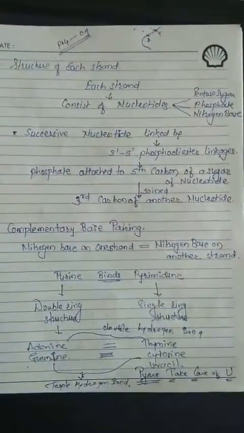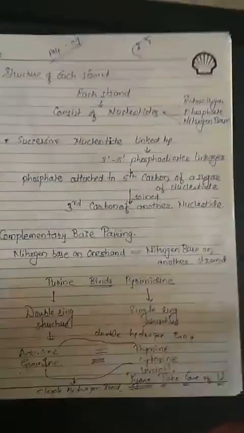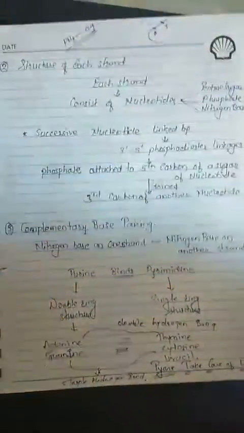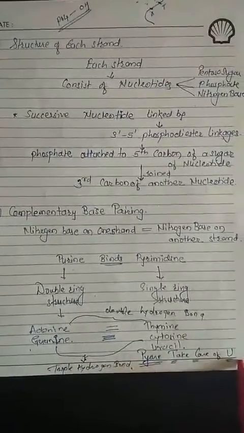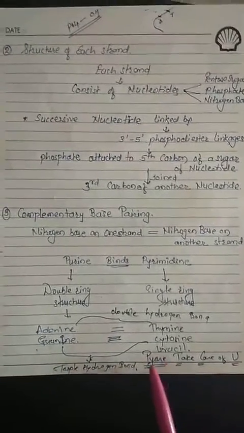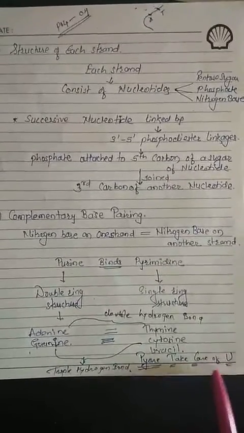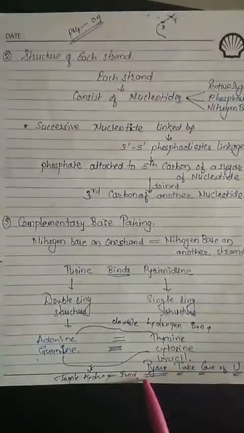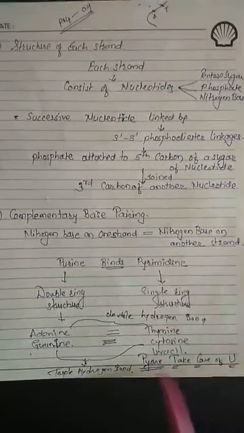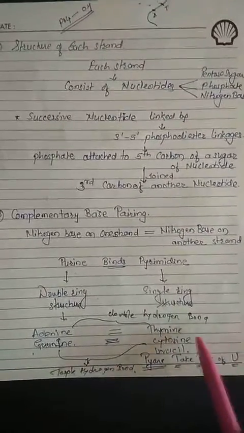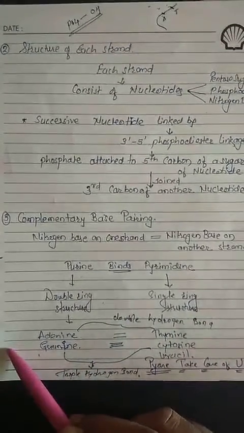There can be some confusion about which are purines and which are pyrimidines. It's simple. Just remember the phrase "Pure, take care of you": py for pyrimidine, T for thymine, C for cytosine, and U for uracil. Once you know the pyrimidines, you can write down the purines.